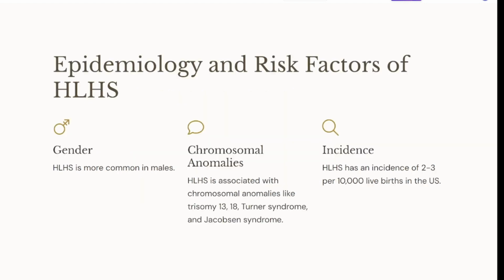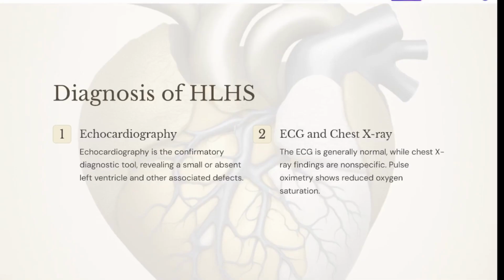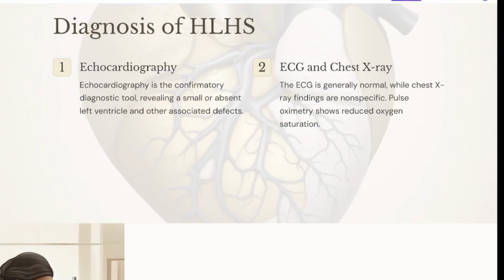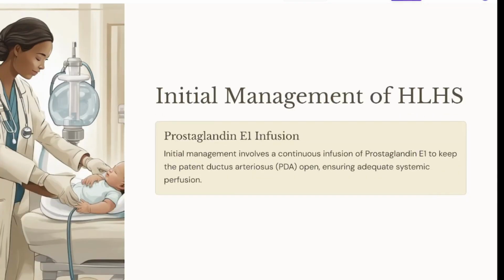Diagnostic findings. Echocardiography is confirmatory, showing a small or absent left ventricle and other associated defects. ECG is generally normal. Chest X-ray findings are nonspecific, and pulse oximetry shows reduced oxygen saturation. Treatment. Initial management involves continuous infusion of prostaglandin E1 to keep the PDA open. Surgical intervention is necessary and involves a 3-stage procedure.